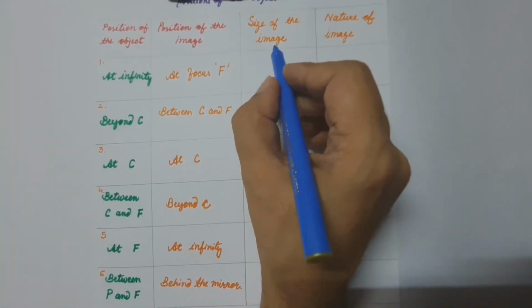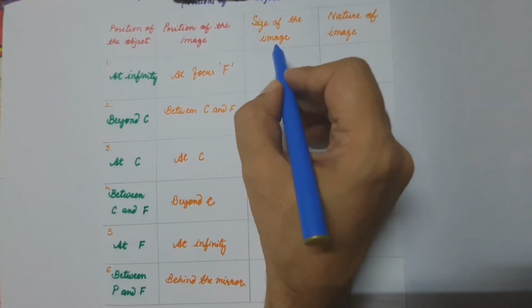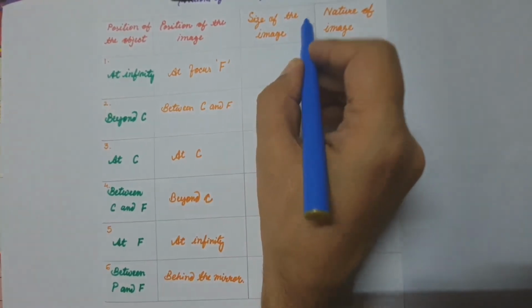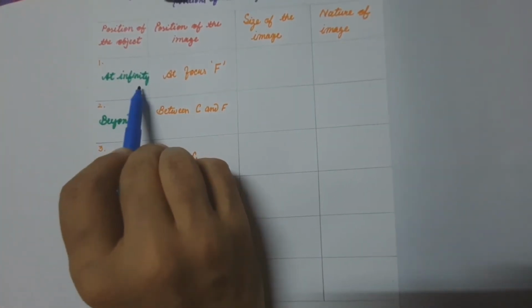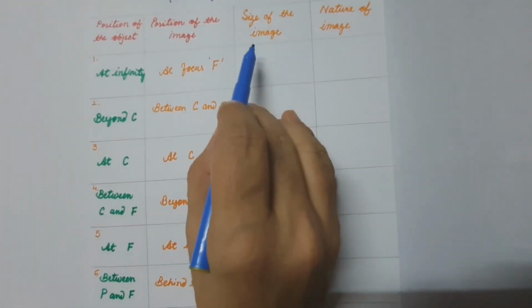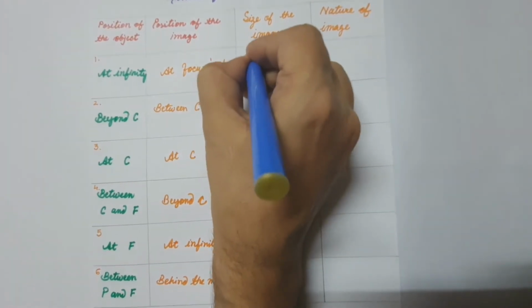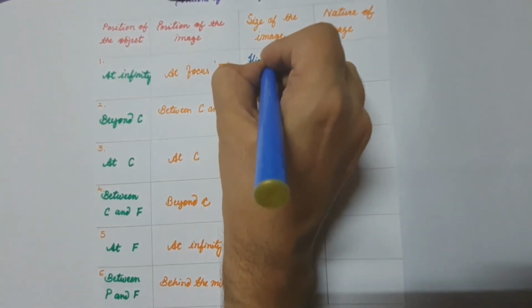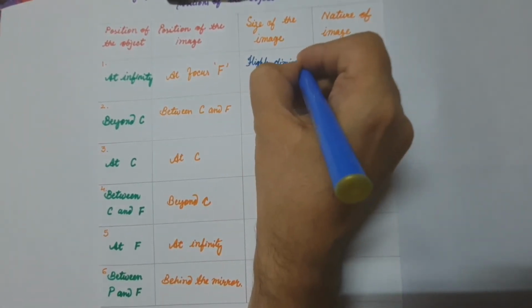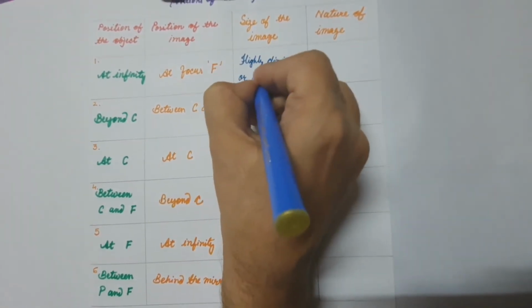Now we will complete the table by studying more headings. Third one, size of image and nature of image. First of all, we will understand about size of image. When the object is at infinity, the image is formed at the focus, then the size of the image will be highly diminished or point sized. Means very, very small.